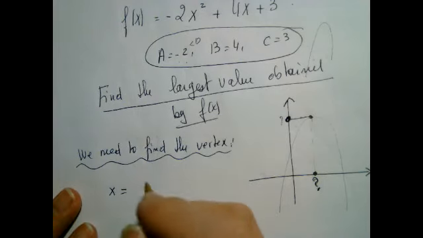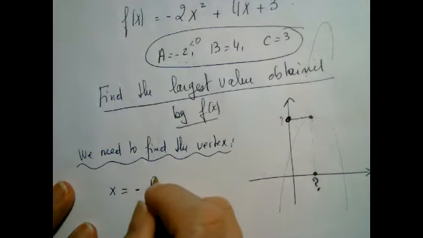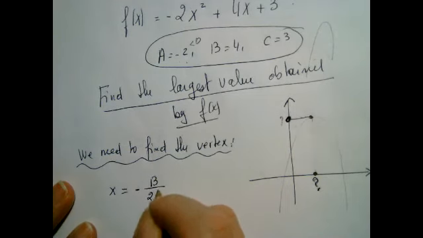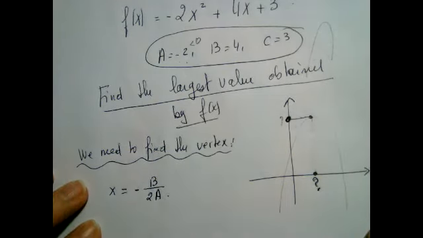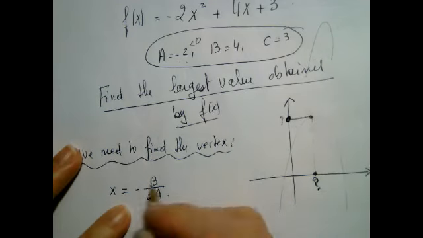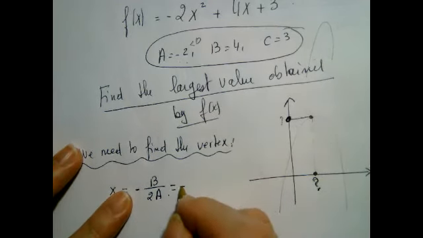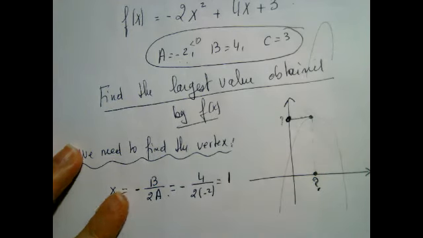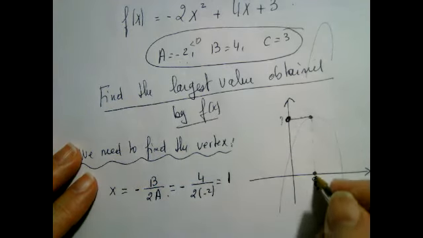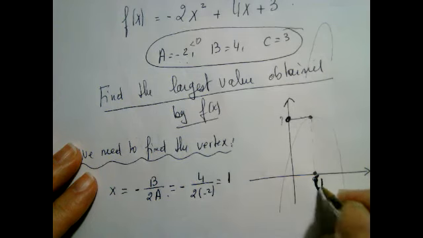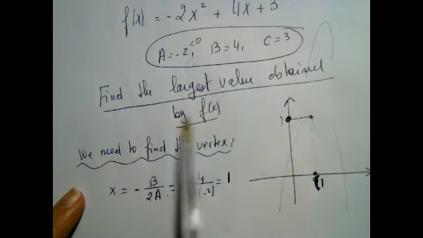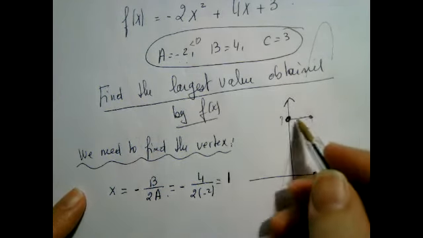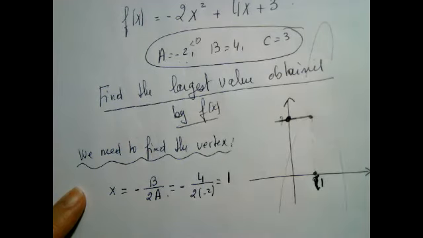Right. So my x coordinate is minus b over 2a. I'm getting 1. I'll check your work. Minus b is minus 4, and 2a is 2 times minus 2. My x coordinate is 1. So now I'm starting to build a picture. That's the x coordinate. If I want the largest value, I actually want the y coordinate in this particular problem. So what is the y coordinate?